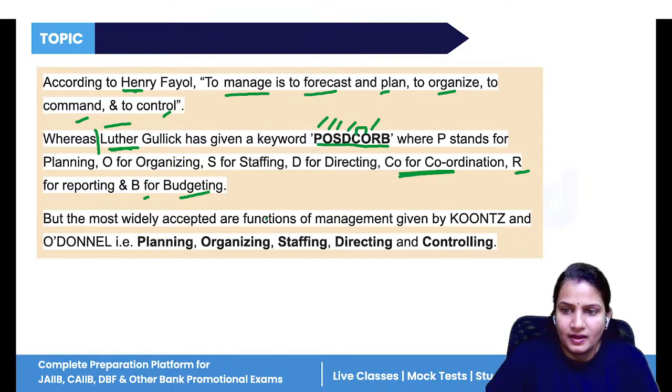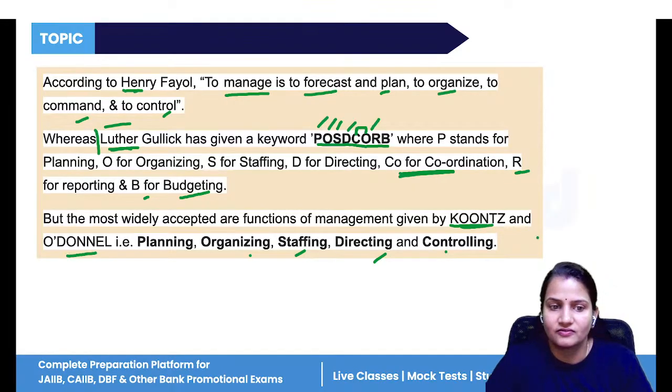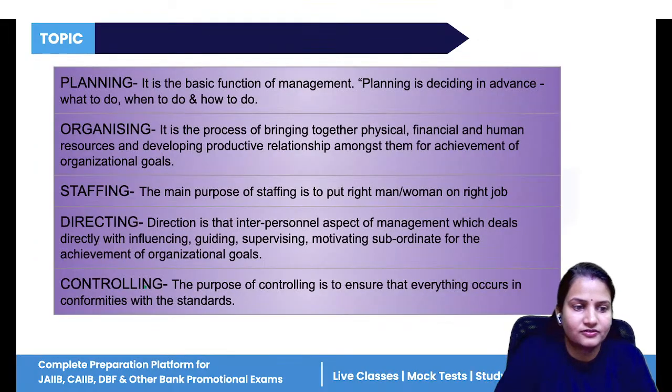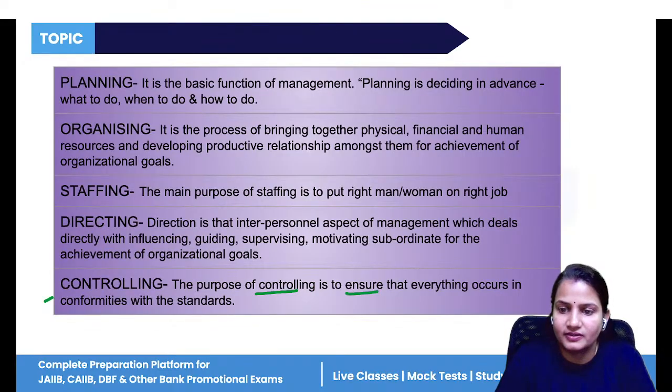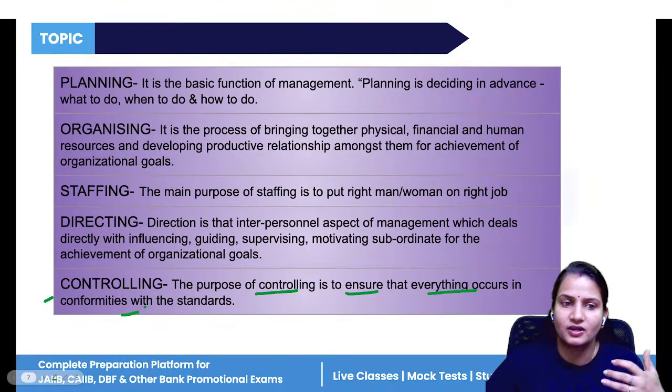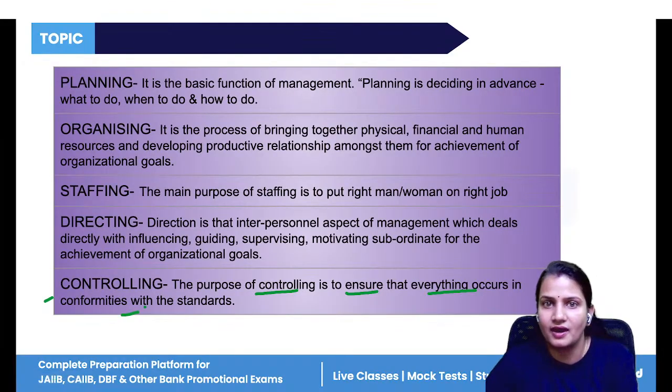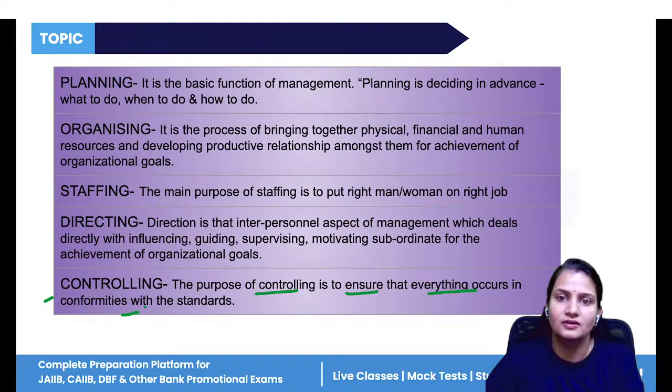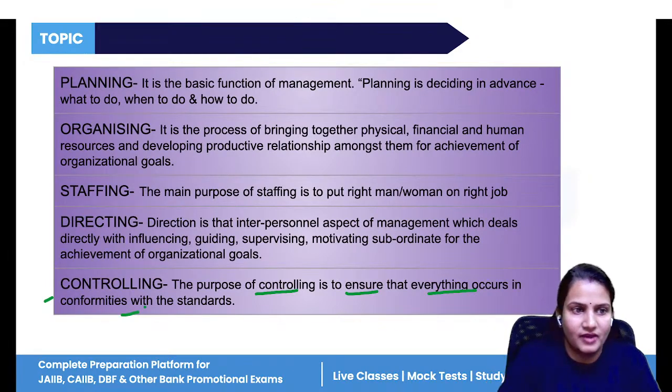All right. Now, planning, organizing, staffing, directing, and controlling is given by Koontz and O'Donnell. So this person has given the 5 functions of management. All right. What does controlling say? The purpose of controlling is to ensure that everything occurs in conformity with the standards. So controlling monitors all the activities done in the rest of the functions of management: planning, organizing, staffing, directing.